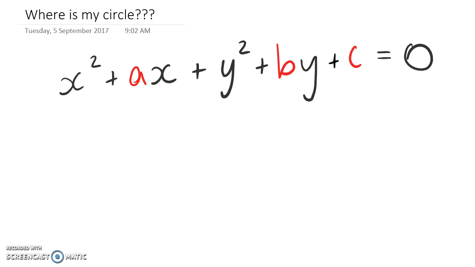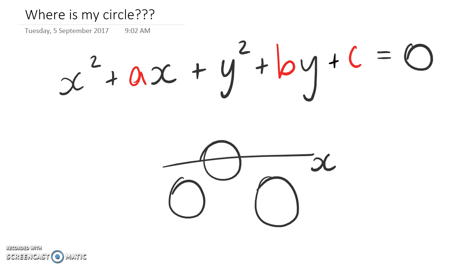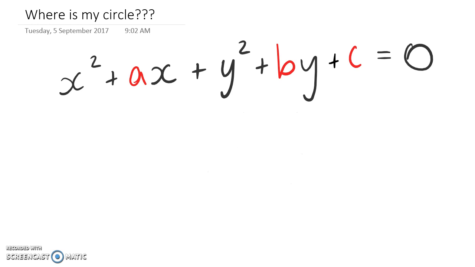So any real number we like, those are our red letters, and x and y are our unknowns. When we draw our Cartesian plane, remember we have x and y, so we'll just get a circle somewhere on our plane. Might be there. Okay, but it's really tricky for us to be able to just look at this and work out where our circle is and how big our circle is.